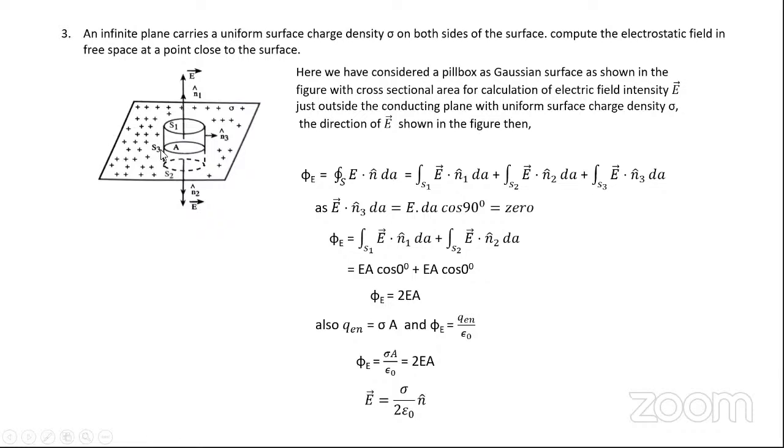So we have separated this closed surface into three surface areas S1, S2, and S3, and we have applied the Gauss law. In case of the third surface area, that is S3, E dot n3 dA is equal to E dA cos of theta between n3 and E. What is the angle between n3 and E? It is 90 degrees. Therefore, cos of 90 is 0, and the contribution of this third integration goes to 0.